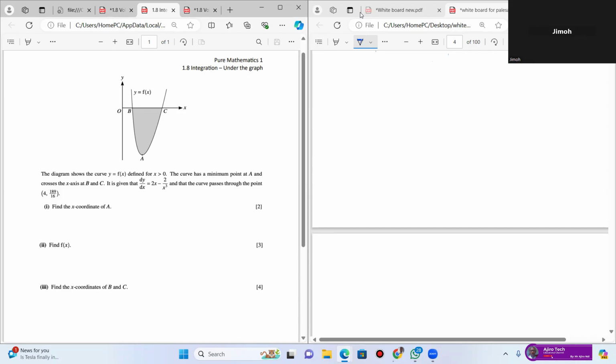So now, the diagram shows the curve y equal to f of x, defined by x greater than 0. Okay?